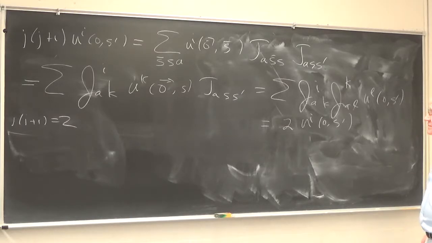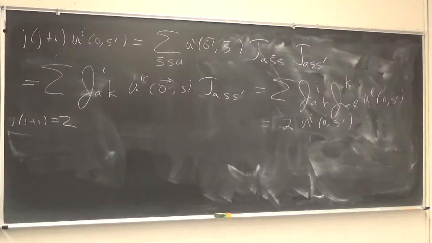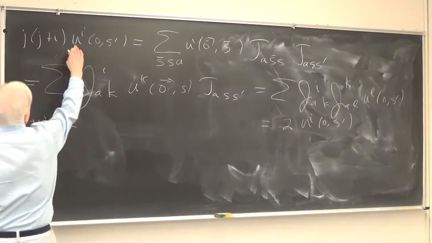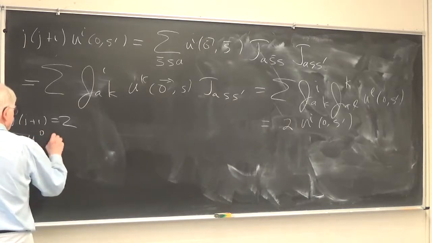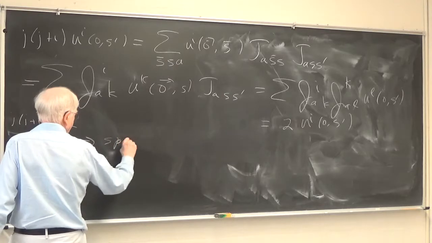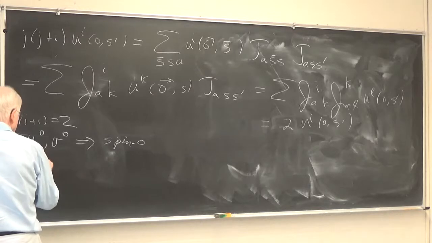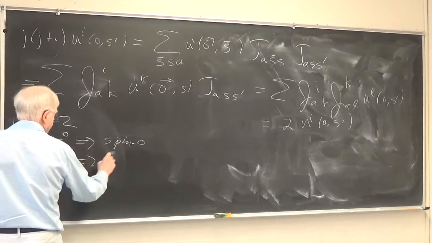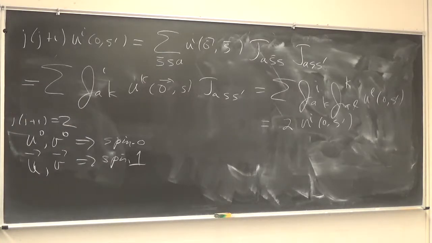On the other hand, if J is greater than 0, then the U^i for i equal 1, 2, 3 can be non-zero, but U^0 has to vanish. So we have two cases. We have U^0 and V^0, which is a spin 0 particle, and the U vector and V vector, spin 1. So that's what we've deduced from this.